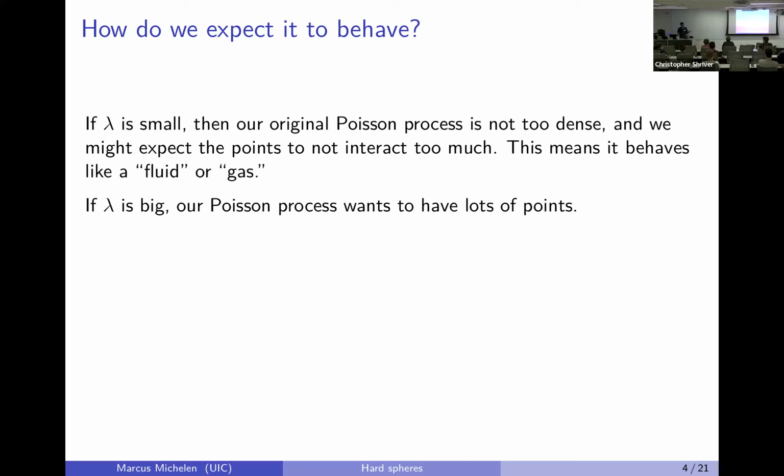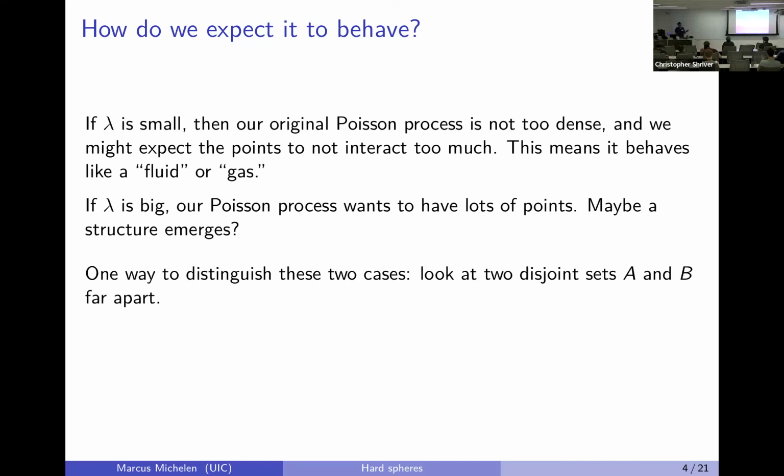But now if lambda is really big, we expect our Poisson process to have lots of points. And then maybe, some might hope, a structure might emerge. So we've seen this sort of throughout the past day or so with things like the hardcore model. As lambda is increasing, we might see a structure emerging. When lambda is small, things are sort of vaguely independent of each other or correlations are decaying.